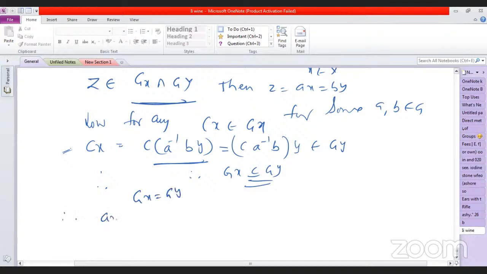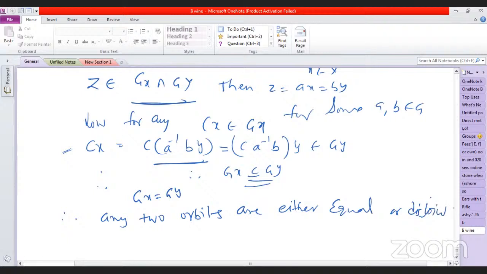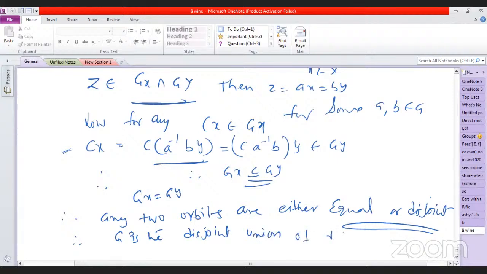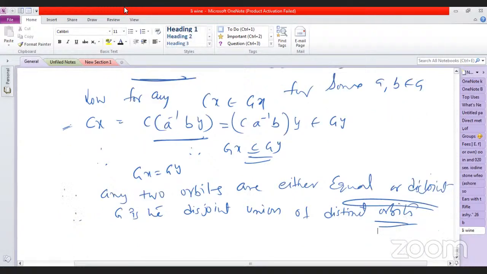So therefore any two orbits are either equal or disjoint. Am I correct? Yes, sir. Therefore, G is the disjoint union of distinct orbits. Am I correct? Yes, sir.